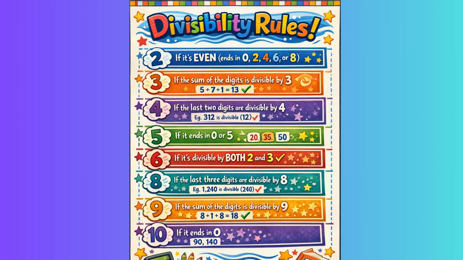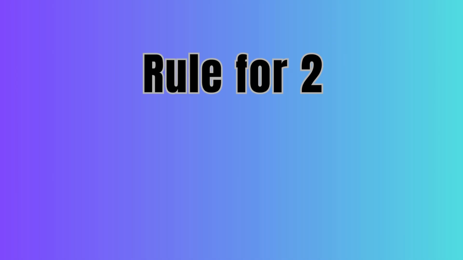Divisibility rules are shortcuts that tell us whether a number can be divided evenly by another number. They're not magic. They're based on patterns in our number system. Let me show you each one and explain why they work.